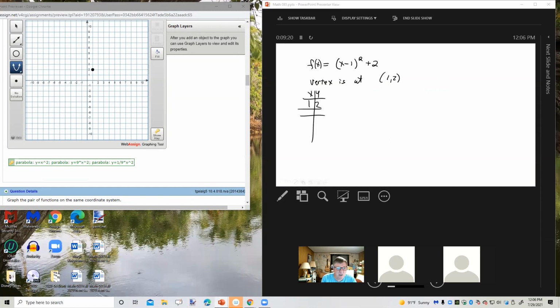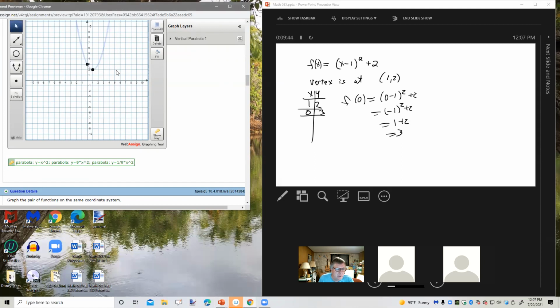Pick a value to the left or to the right. How about 0? Okay, let's go with 0. So then if x is 0, f of 0 is 0 minus 1 squared plus 2, which is negative 1 squared plus 2, which is 1 plus 2, which is 3. So now I'm going to plot my second point, which is 0, 3. And there's the parabola. Okay. But you've got to plot the vertex first.